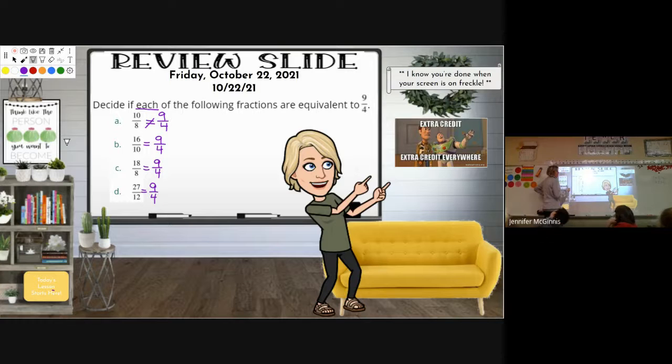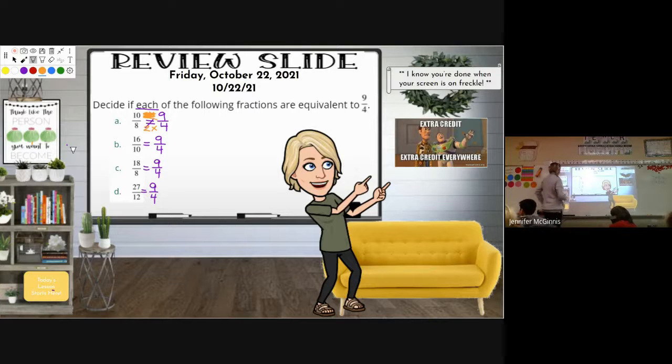Explain to me why. Emma, help Brentley explain to me why. Because if you do 2 times 2 on each, then it's only the bottom, not the top one. You have to do whatever you do to the top. Whatever, everybody? Whatever you do to the top, you must do to the bottom. And so, if we do 4 times 2 to give us 8, 9 times 2 does not work, right? So that means they are unequal. They are not the same. Very good.